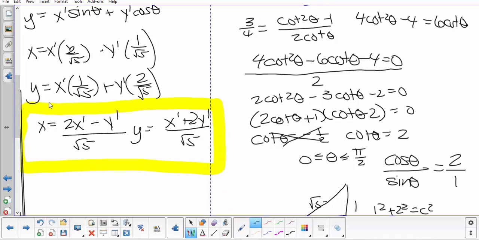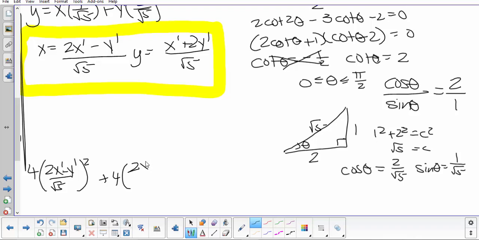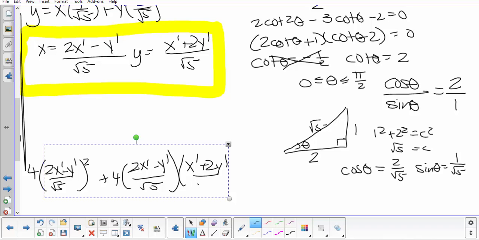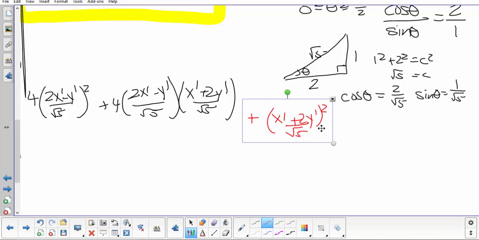Now that I have these equations for x and y, we're going to substitute them into our original equation and simplify. 4 times (2x prime minus y prime over root 5) squared plus 4xy, so that'd be (2x prime minus y prime over root 5) times (x prime plus 2y prime over root 5), plus y squared, which would be (x prime plus 2y prime over root 5) squared, minus 2 root 5 times (2x prime minus y prime over root 5). And I'm running out of room, so I'm going to just kind of continue down here.